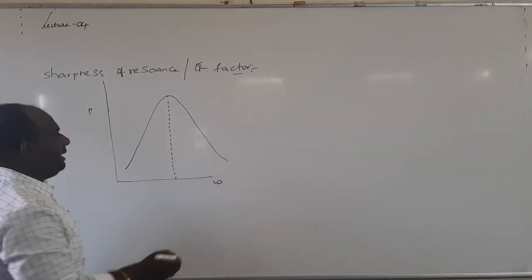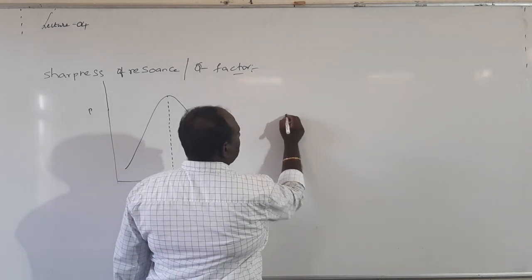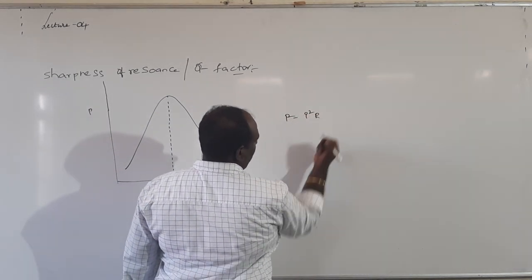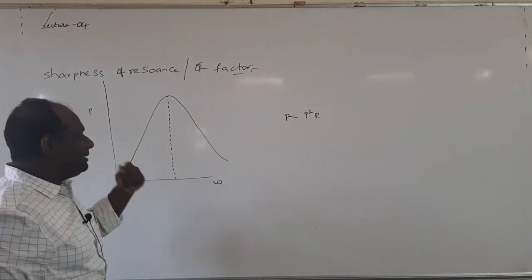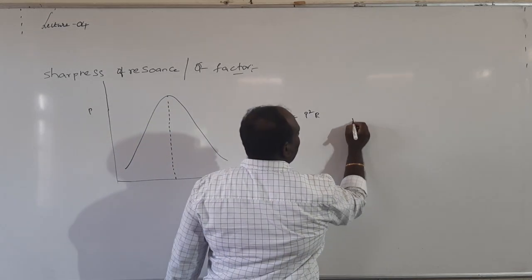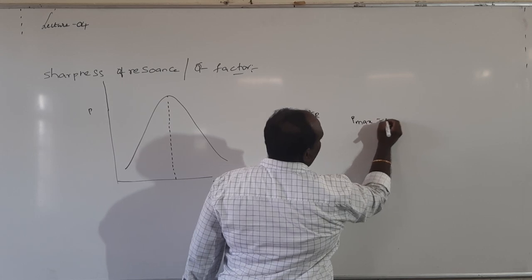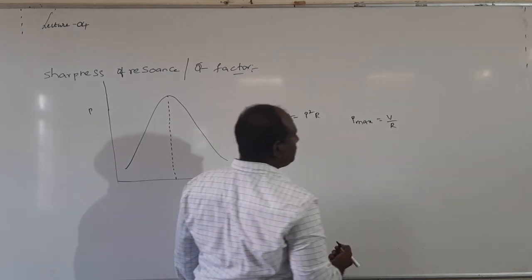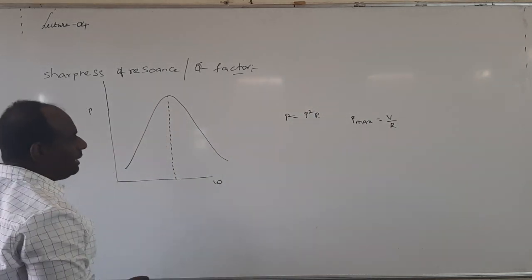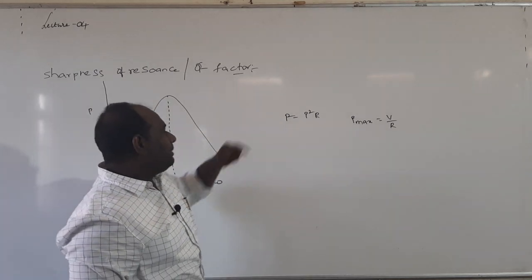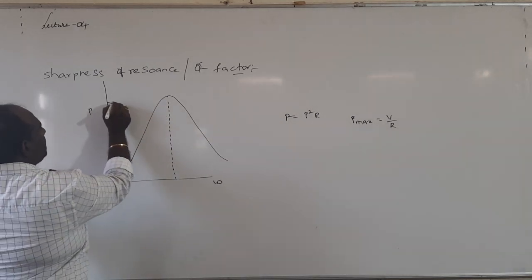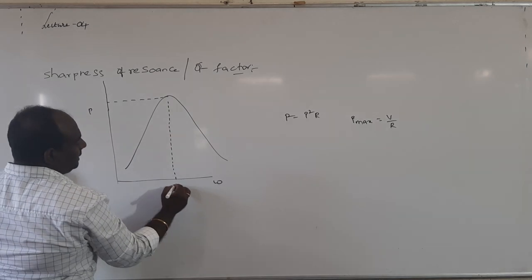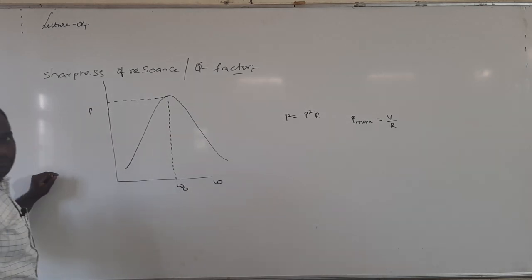We have a formula P equal to I square R. Current is maximum at resonance in the circuit, and the maximum current I max equals V by R. This is the maximum current. So if current is maximum, then power drop is maximum. So power drop in the circuit is maximum at resonance frequency, which I can take as omega naught.